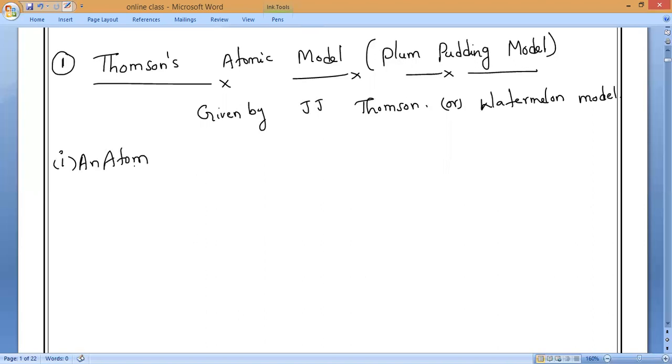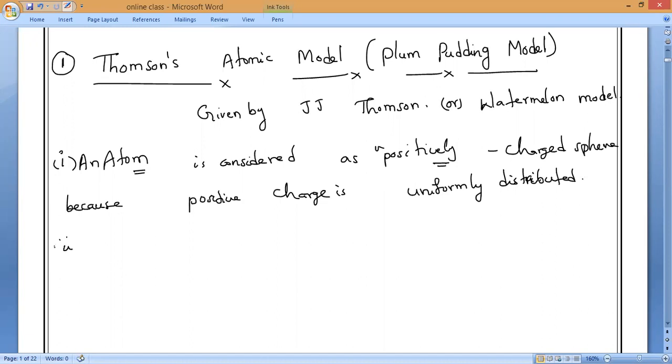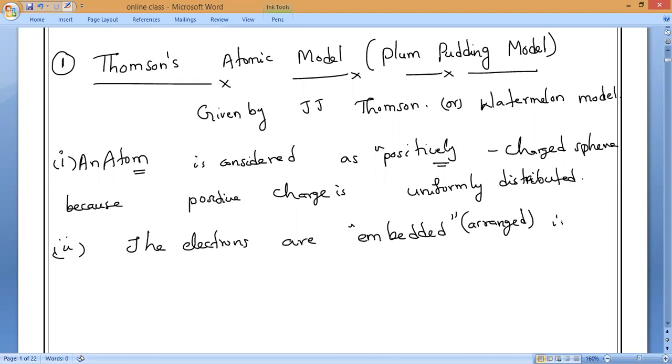An atom is considered as a positively charged sphere because positive charge is uniformly distributed. So he considered the atom itself to be what charge, guys? Positive charge or negative charge? Positive charge. Understanding? Then he said that the electrons are embedded. Embedded means arranged, guys, arranged in this positively charged sphere.